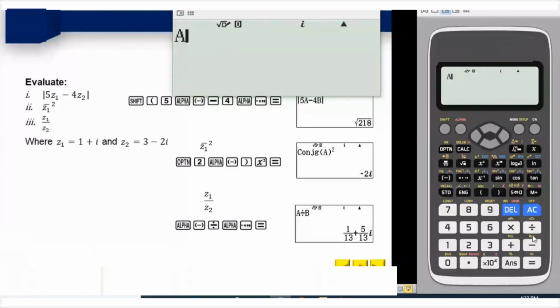And I will press equals to, so 1 upon 13 plus 5 upon 13 iota. 1 upon 13 is the real part, 5 upon 13 is the imaginary part. I hope I am clear. Alright, I'll tell you how to store values.